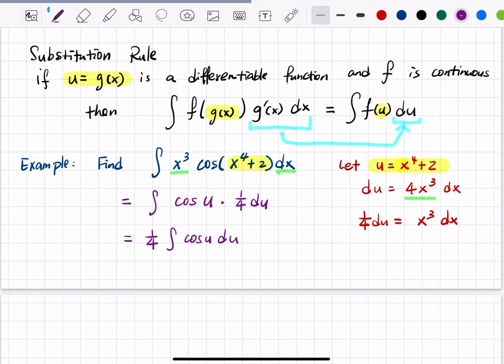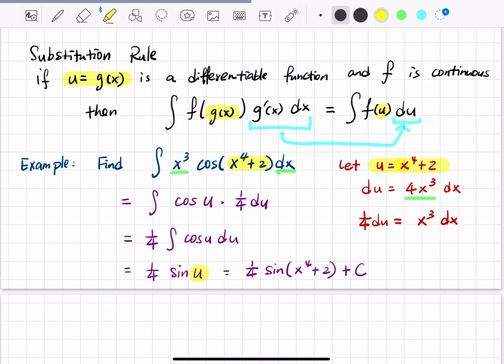Now we have the integral of cosine of u du, which is easy to integrate; it is just sine of u. But we cannot use u because we're talking about the variable x. So now we're going to replace it back to 1/4 sine of (x to the fourth plus 2), and don't forget the plus C for the constant. And this is the u substitution.